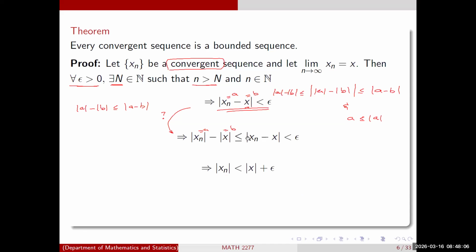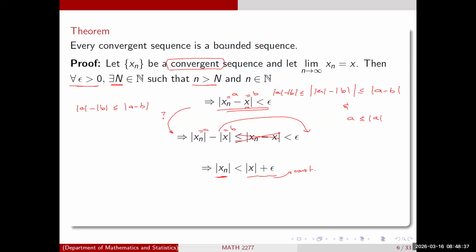Once we have this inequality, we can ignore this term in the middle, and take this x over to the right-hand side. So we get that the modulus of xn is less than or equal to modulus of x plus epsilon. But this is a constant: x is fixed, epsilon is fixed. The right-hand side is constant.